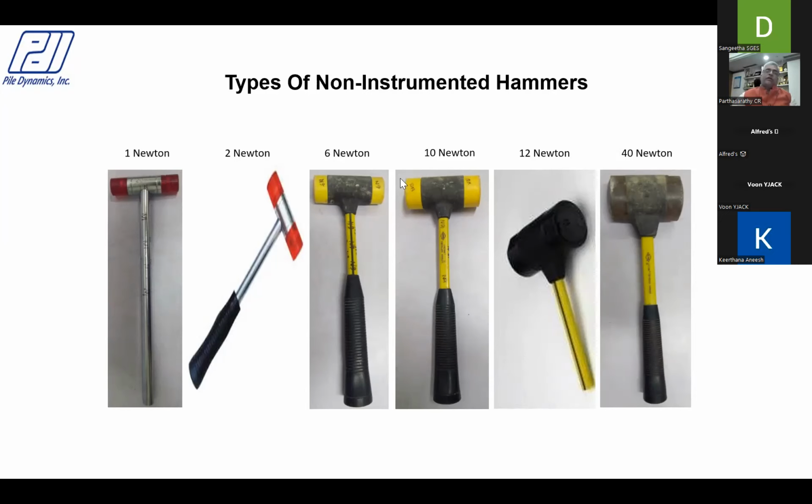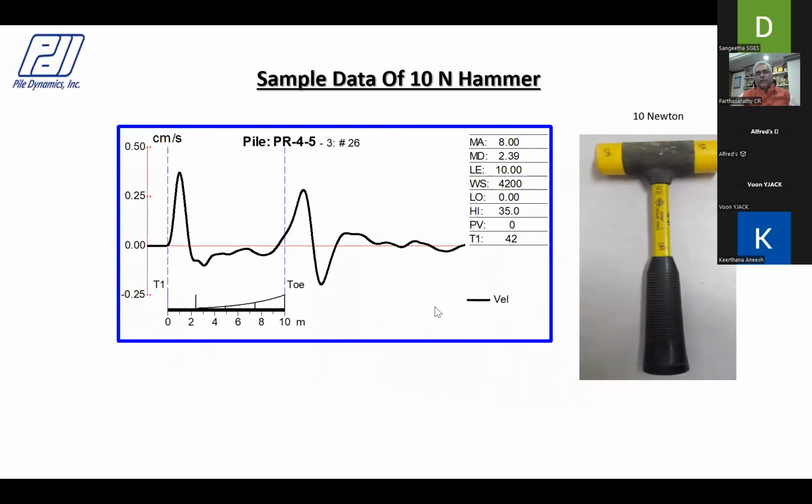Use smaller hammers, particularly to evaluate defects close to the pile top, because if you use a heavier hammer, the defects close to the pile top will get masked, and you get a very wide input pulse width, okay, and you will not see any defect close to the pile top. So this is an example of a typical PIT result using a 10 Newton hammer. You see clearly the top of the pile and the pile toe response.